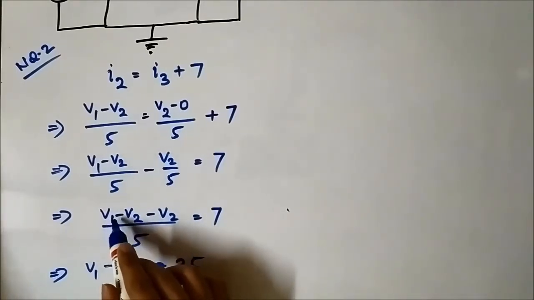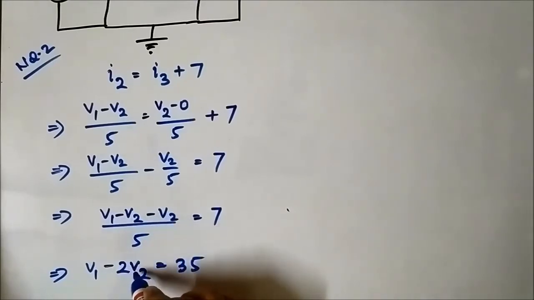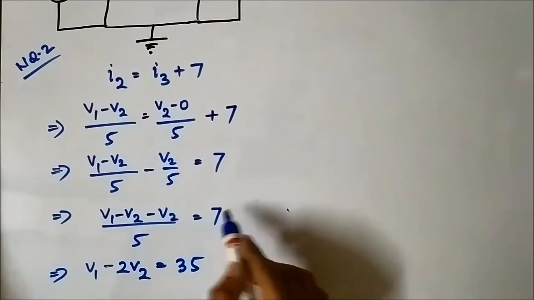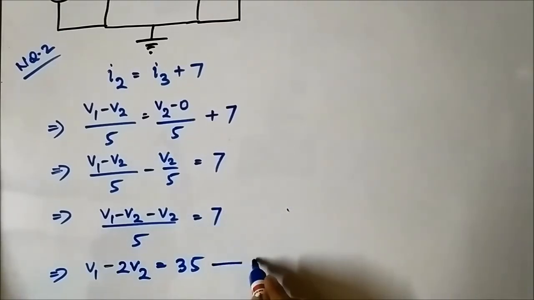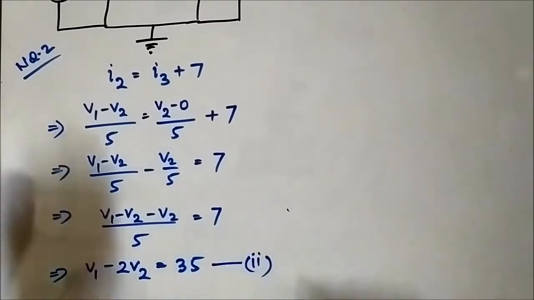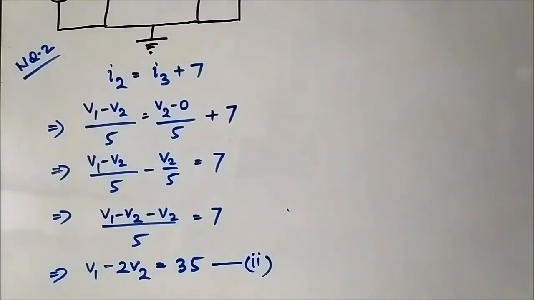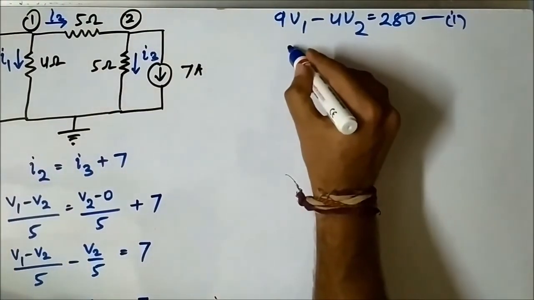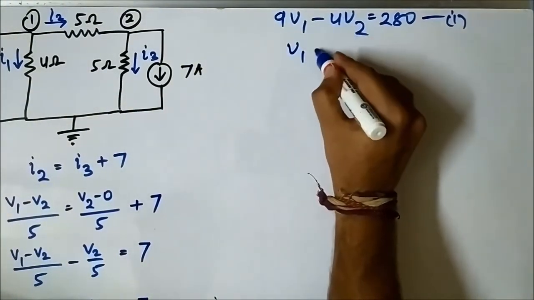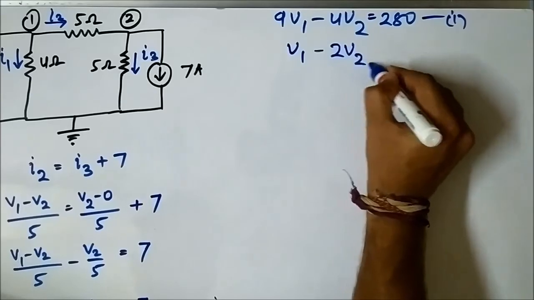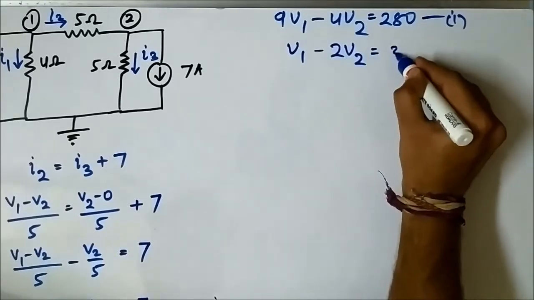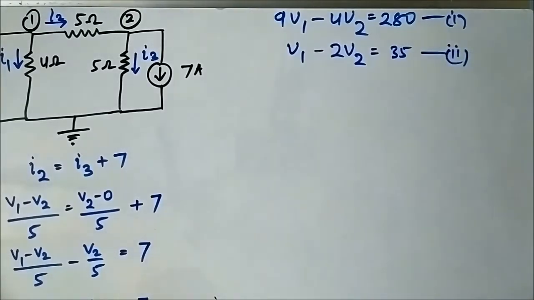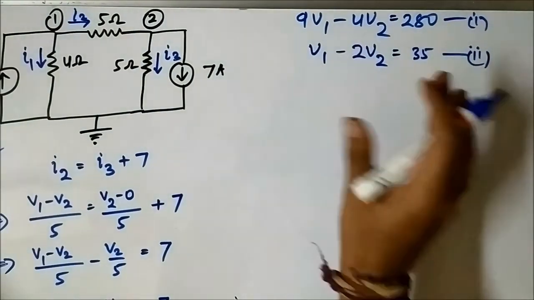Why? Here it is V1 minus V2, which is V1 minus 2V2, and this 5 in the denominator, when it goes to this side, gets multiplied with 7. So this is the second nodal equation. Let us write it down here: V1 minus 2V2 is equal to 35. Now we have to solve these two simultaneous equations to get the values of V1 and V2.